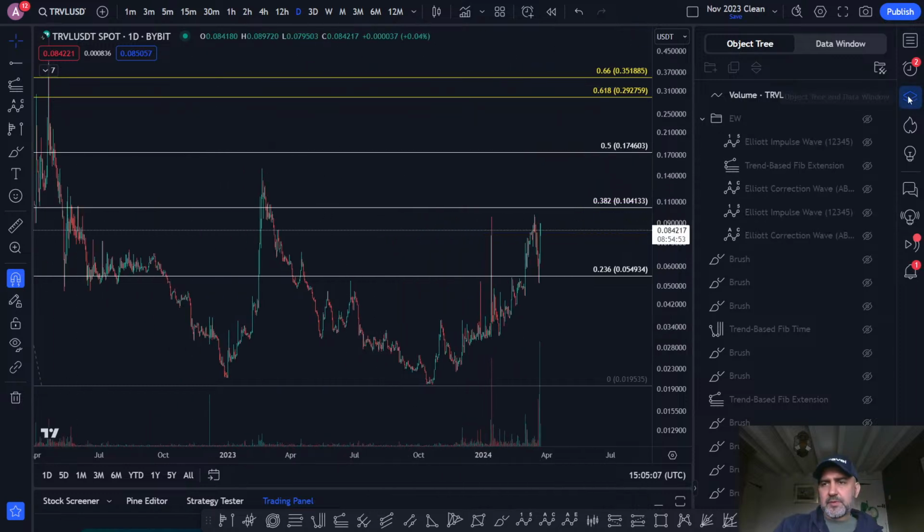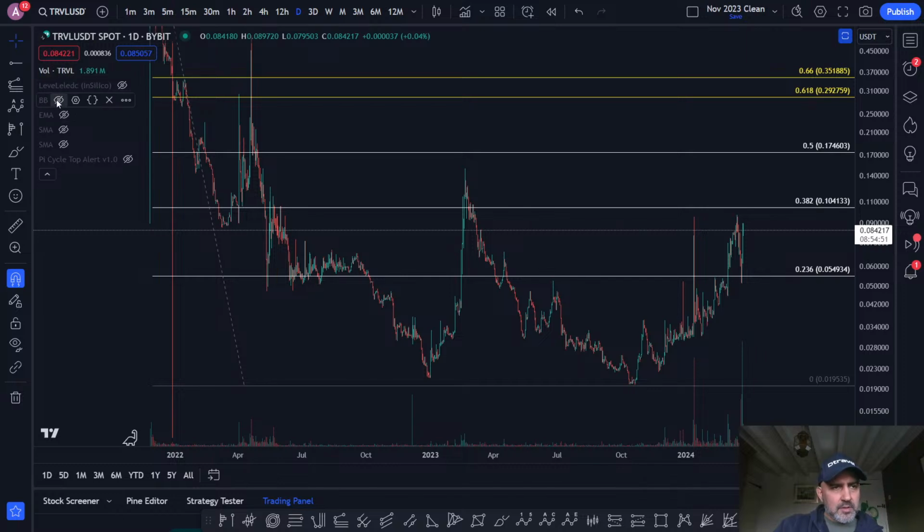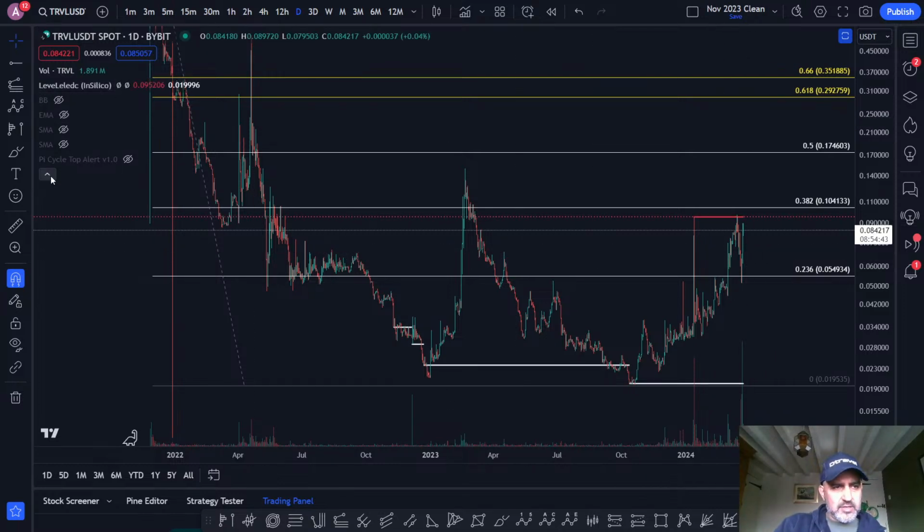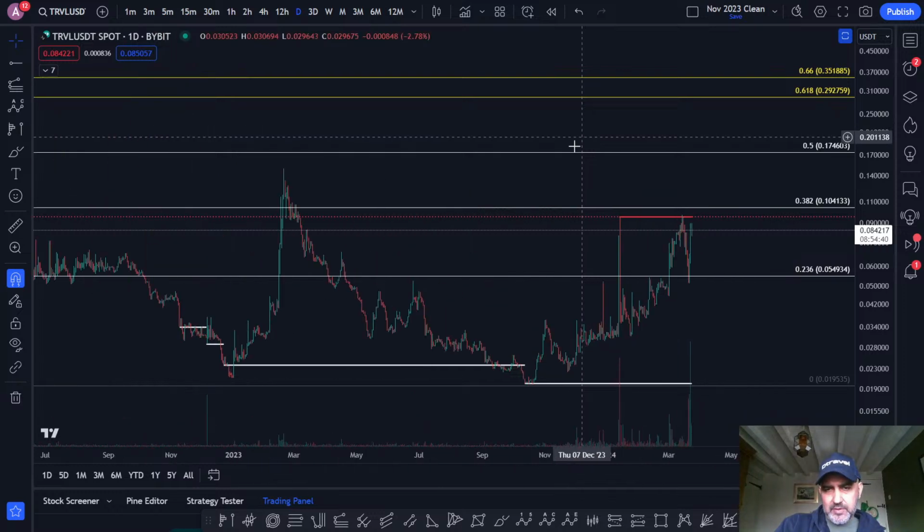It's called this one. Okay. Leled-C by In Silico. It's free. You can just get it on the indicators on TradingView.